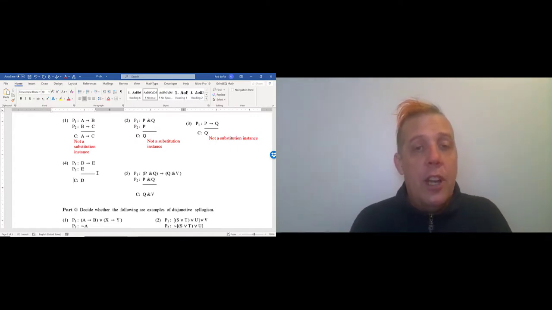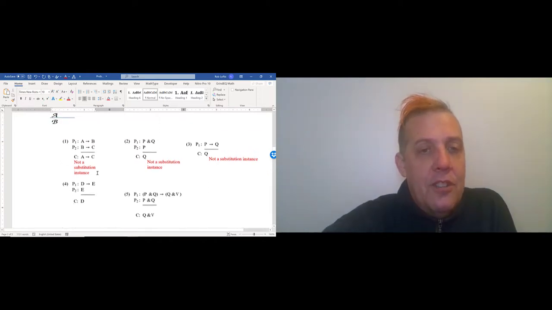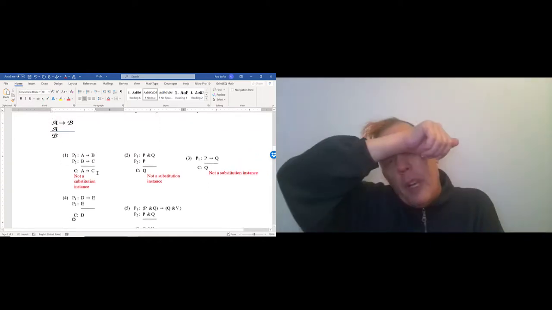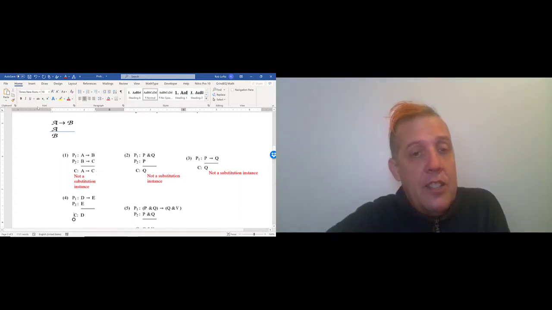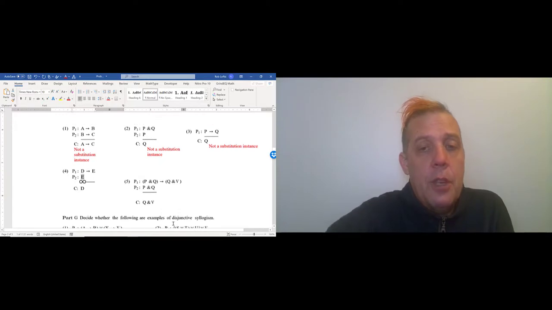Oh, and this one doesn't work either, because check this out. I nearly fell for my own trap. The first one is D implies E, as A implies B. But the second line should be the antecedent of the conditional. So this should be D rather than E. So this also doesn't work. The only one that's a proper substitution instance is this one here, because that's A, that's B, that's A, that's B.